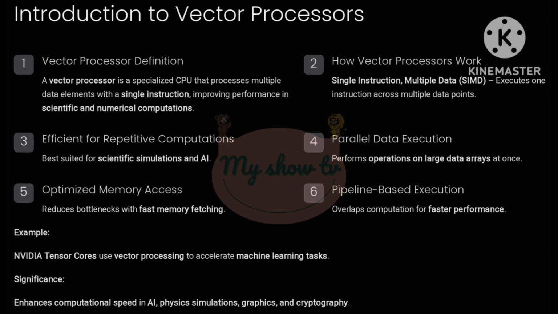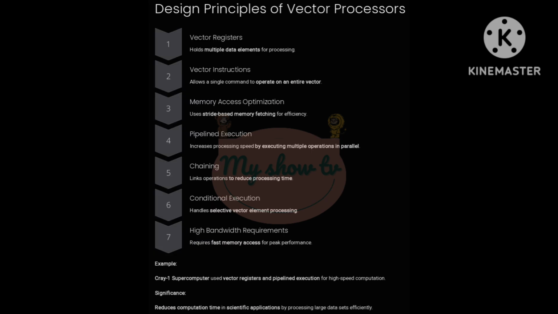Significance. Why do we need vector processors? Because they significantly boost computation speed in fields like cryptography, physics simulations, 3D rendering, and AI training. Their ability to process large data sets efficiently makes them essential in modern high-performance computing (HPC). Slide 2. Design principles of vector processors.